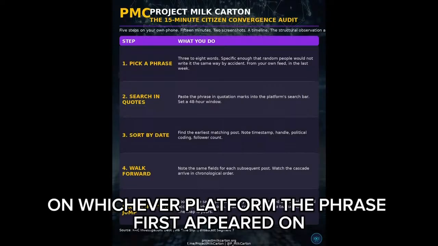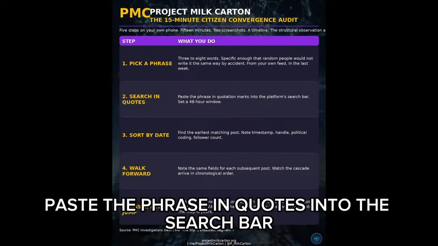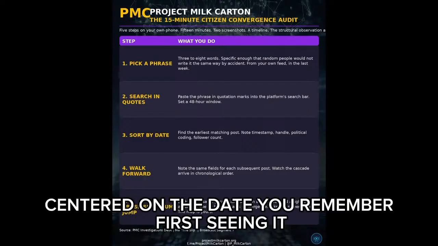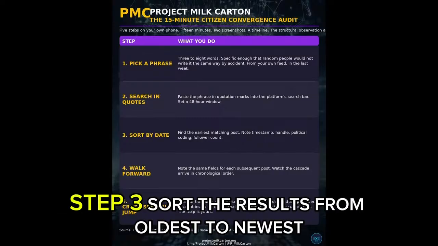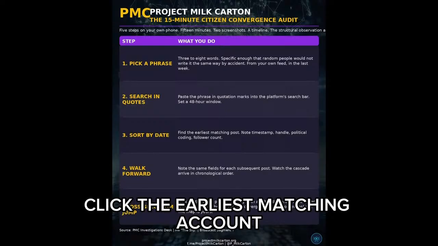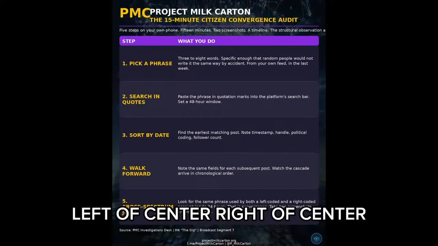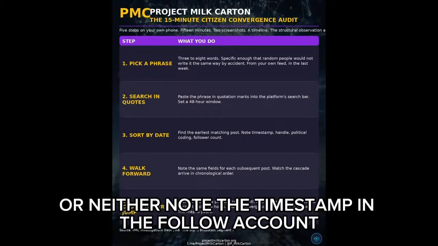Step 2. Search the phrase in quotation marks. On whichever platform the phrase first appeared on, paste the phrase in quotes into the search bar. Use the platform's advanced search to set a 48-hour window centered on the date you remember first seeing it. Step 3. Sort the results from oldest to newest. Click the earliest matching account. Make a behavioral judgment about its political coding. Left of center, right of center, or neither. Note the timestamp and the follower count of the account.